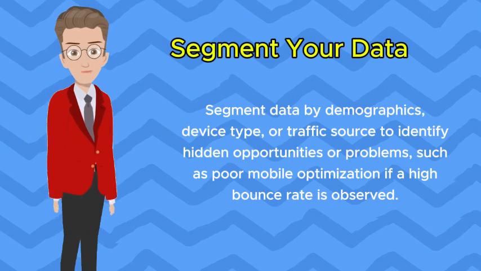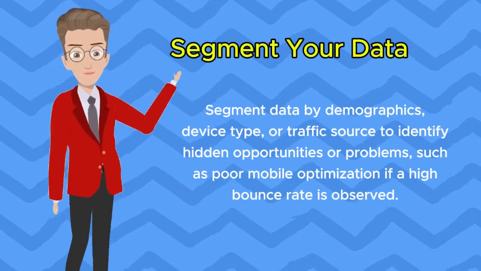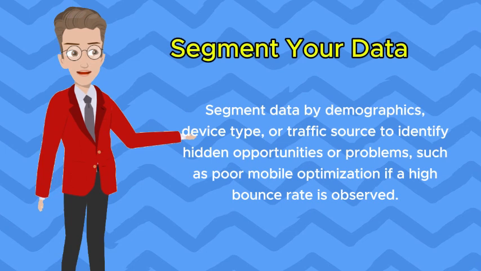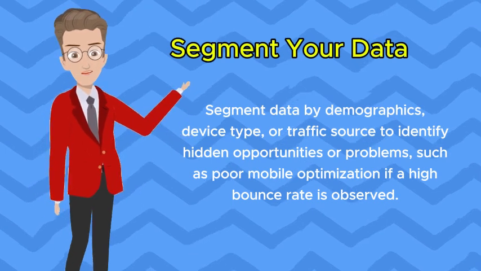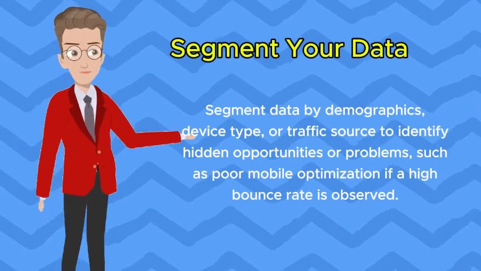Segment your data. Break down metrics by audience demographics, device type, or traffic source. This reveals hidden opportunities or problems. Example: if mobile users have a high bounce rate, it could indicate poor mobile optimization.